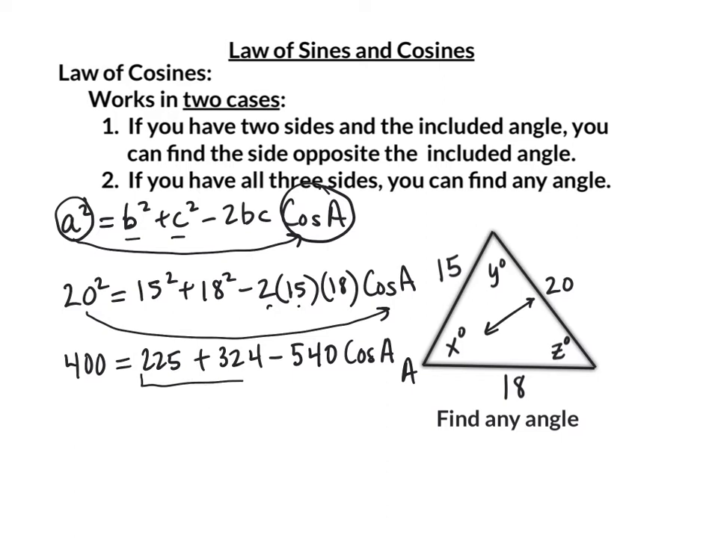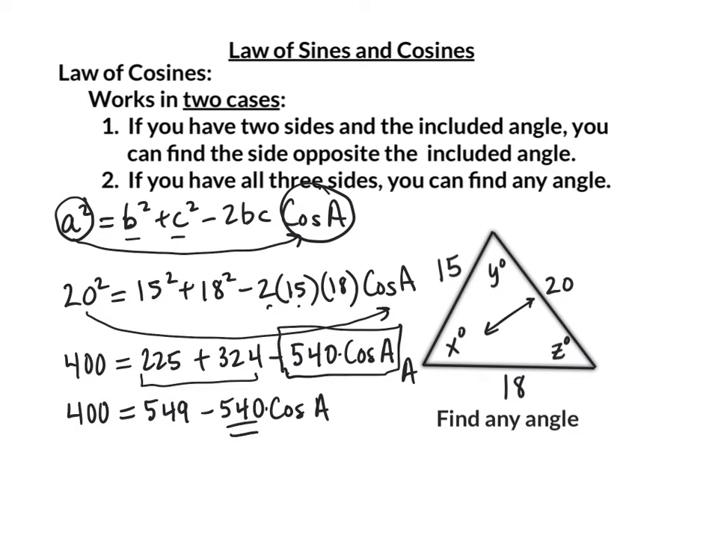Let's combine this. Now, keep in mind, I can't separate these two because there's times between them. I'm going to have to divide to get rid of that 540. But let's combine these two. 225 plus 324 is 549. So 400 equals 549 minus 540 cosine of A. To get rid of the 540, because there's times, I have to divide.